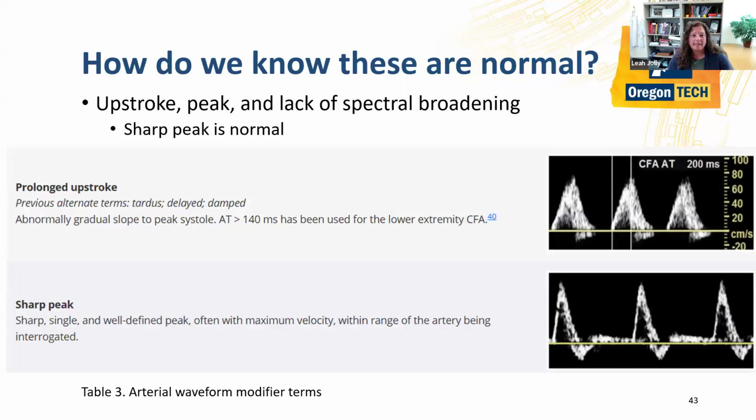Okay, another thing we look at is the peak of the waveform. Normally, we want to see a sharp peak, like what we're seeing down here. This abnormal waveform that had the prolonged upstroke has kind of a rounded, stretched out peak, right? So that is not normal. We want this nice sharp one down below.